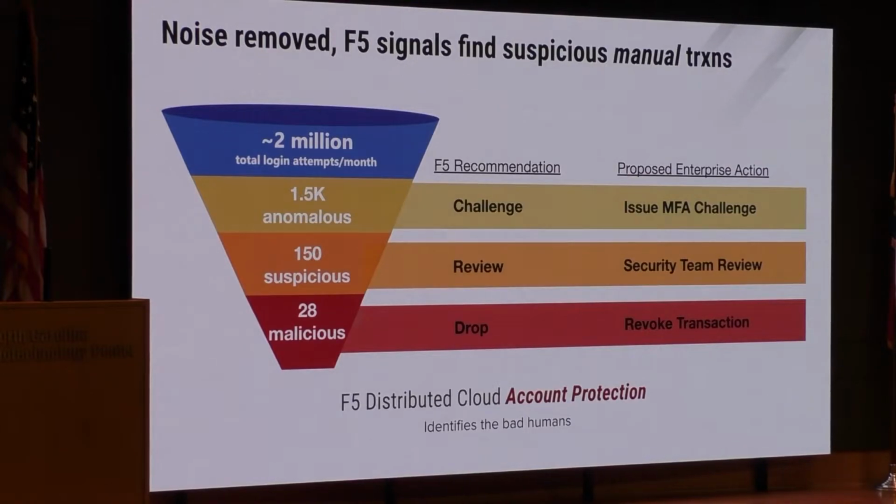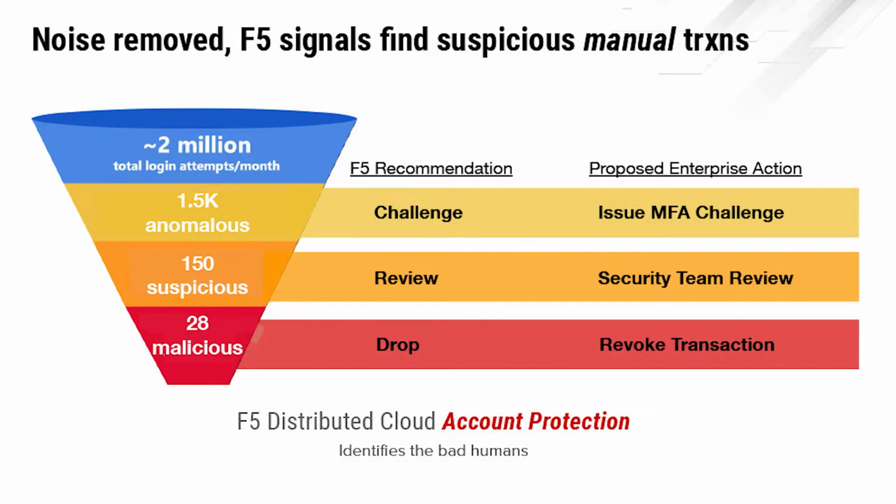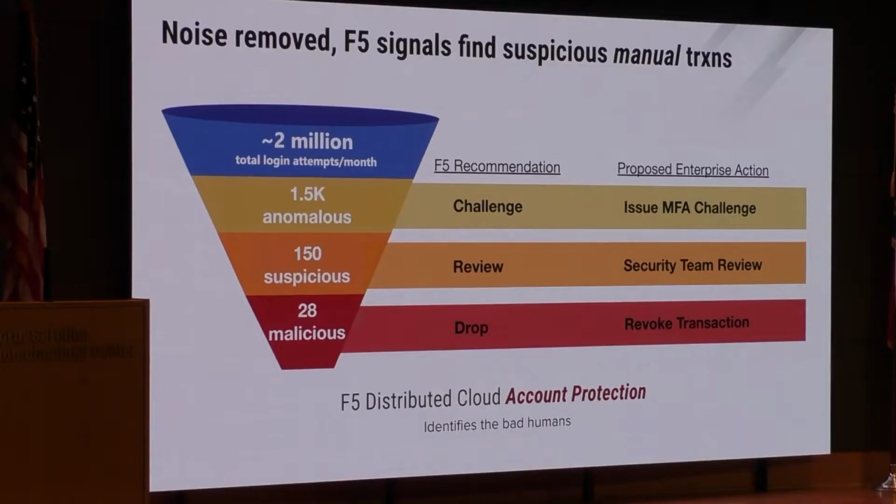So we talked about the bot prevention, but this is account protection, using these signals in the totality to make a recommendation right in the header so Origin can either drop it, maybe say issue two-factor authentication or take some other steps because there's something clearly anomalous about the transaction.